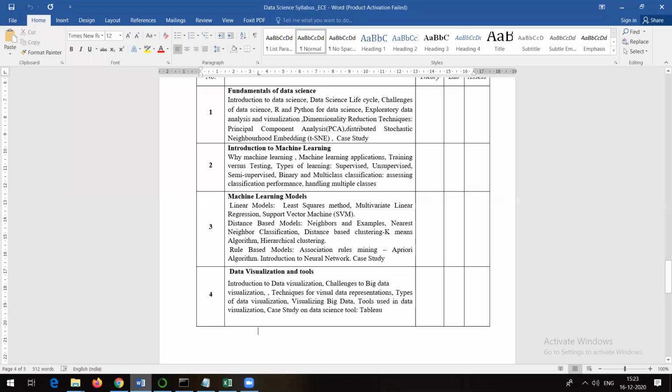It's a dimensionality reduction technique, not data reduction. That's why it is named like this, and that is nothing but principal component analysis, PCA. I hope at least you people got a basic idea about it.